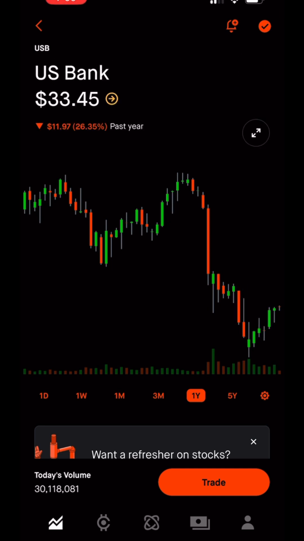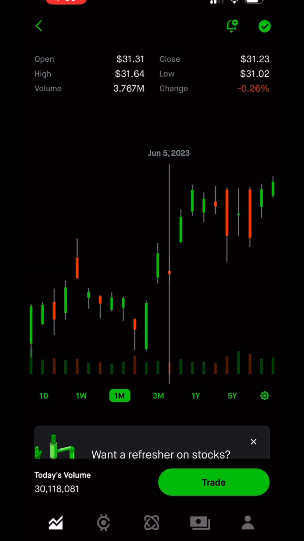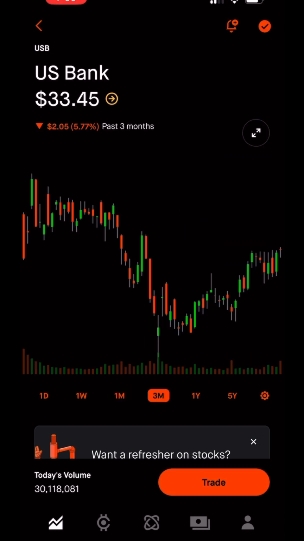So US Bank is definitely one of those. It is a safe bet because this bank is huge. It's not going to go under, and it's making a nice trend up. So this is a great investment to look for a potential entry within the next week. And why not, guys?